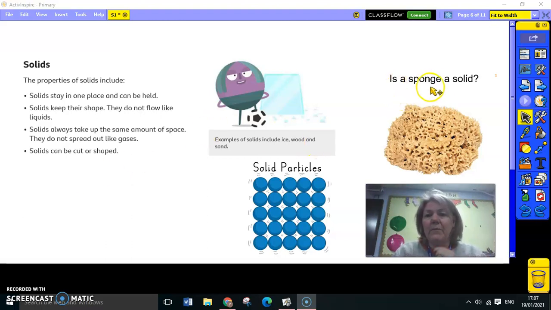I wonder, is a sponge a solid? Something for you to think about. The particles in a solid, in an object, look like this, because everything on Earth is made up of particles, is made up of atoms, and they're all inside the objects that we have. And the solid particles are all very closely grouped together, and you can see there is not a lot of room for them to move about. So that's why solids are rigid and hard and they stay in one place.